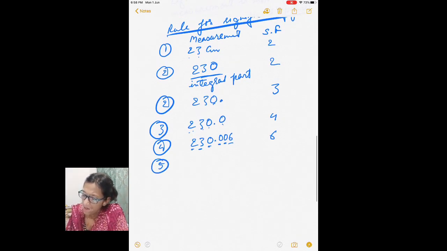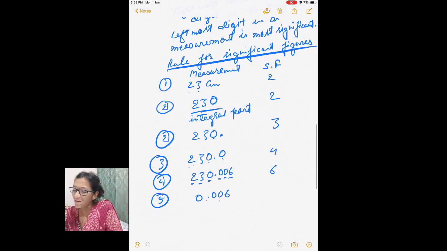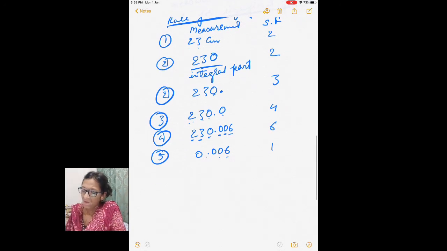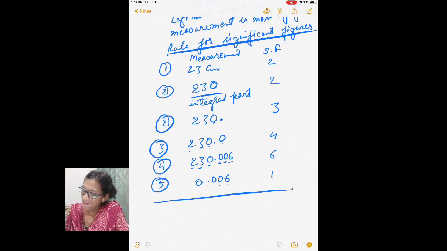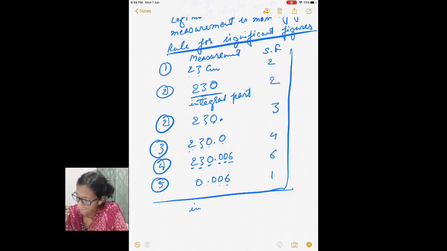But if you have 0 in your integral part, and in the decimal part after some 0 you have a non-zero digit, then these zeros are not making a significant figure. Here the significant figure is only 1. Okay, so these are some rules regarding the significant figures in any measurement.